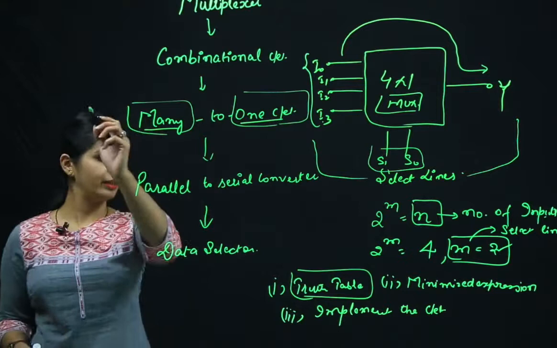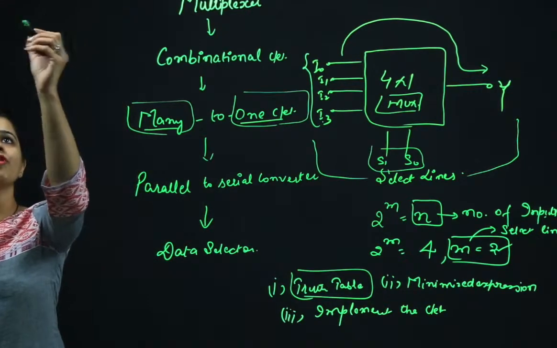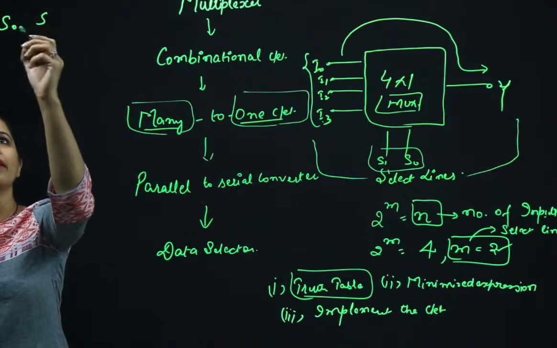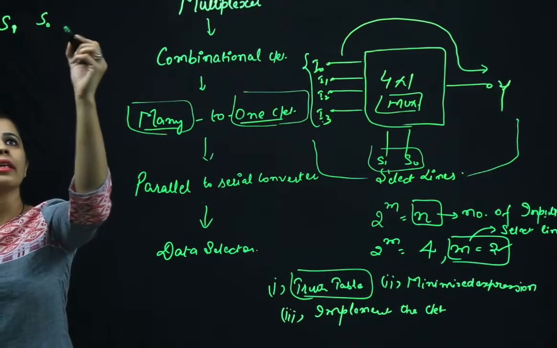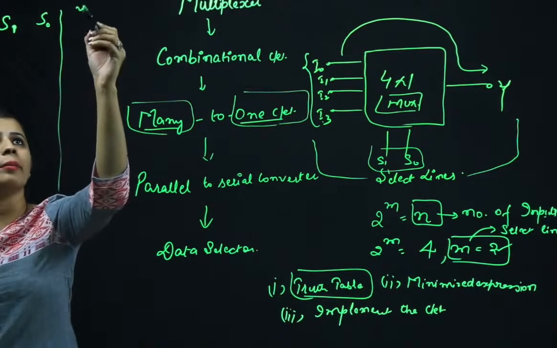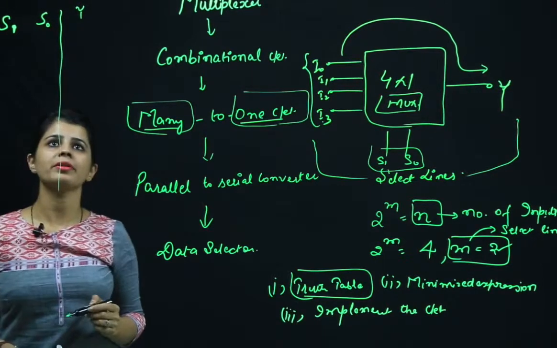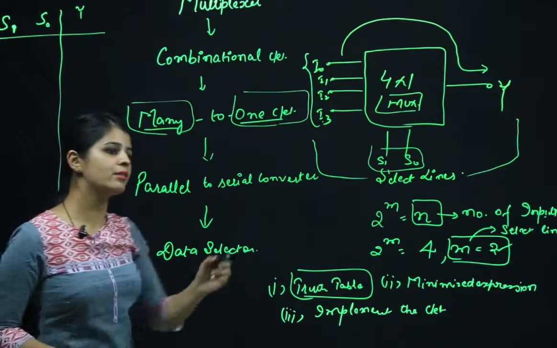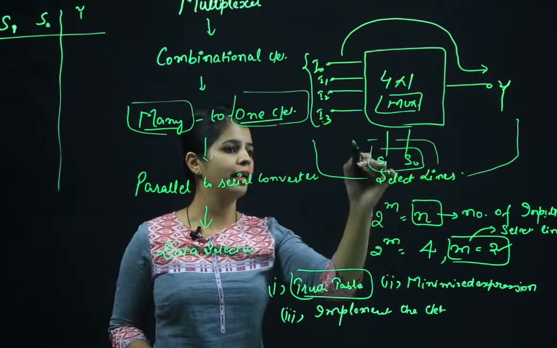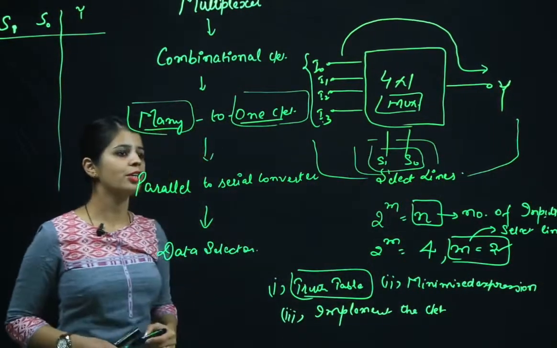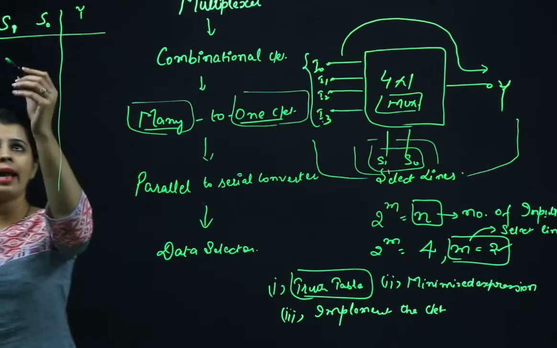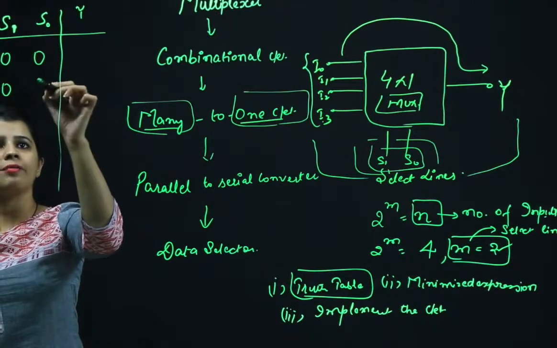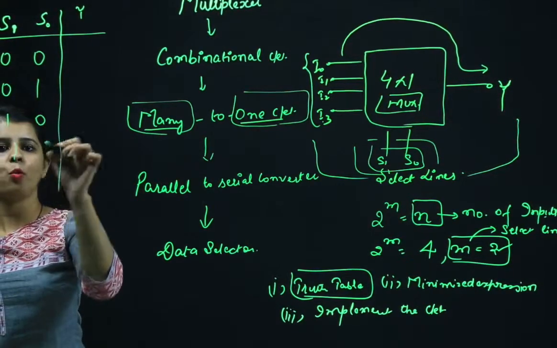So here if I make the truth table, I have 2 select lines, that is S1 and S0, and here I have the output that is represented by Y. As per the status of these 2 select lines, it can have various combinations: 0, 0, 0, 1, 1, 0 and 1, 1.